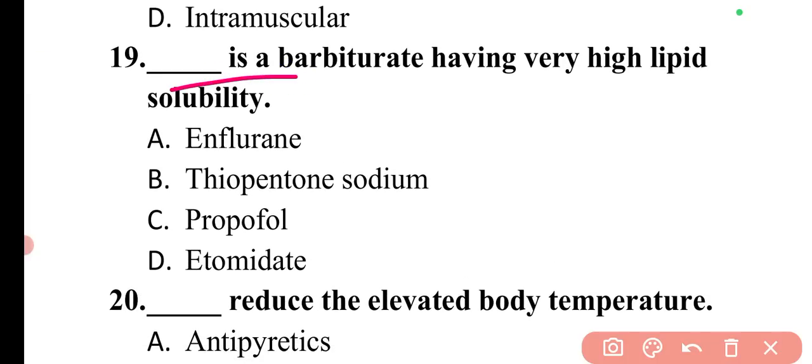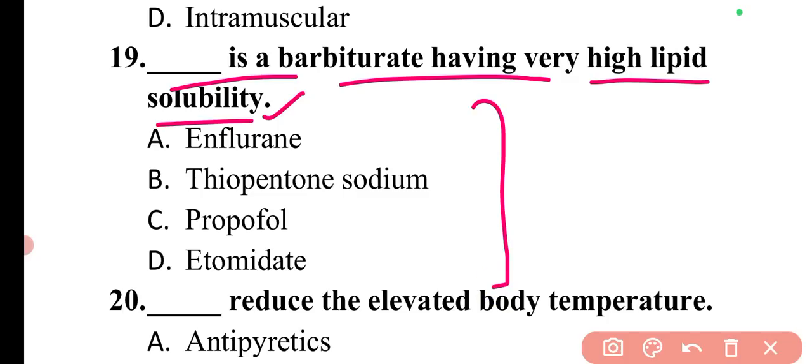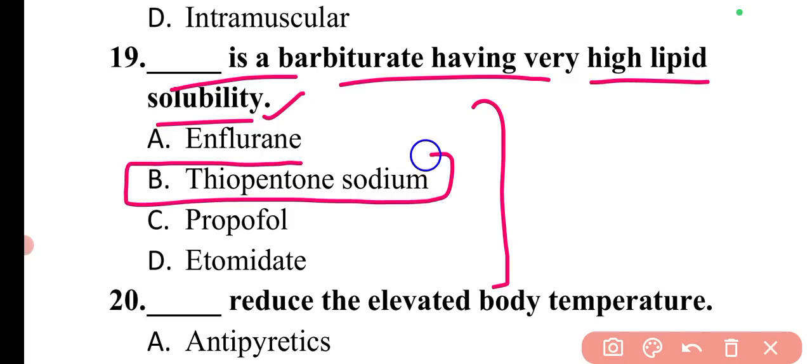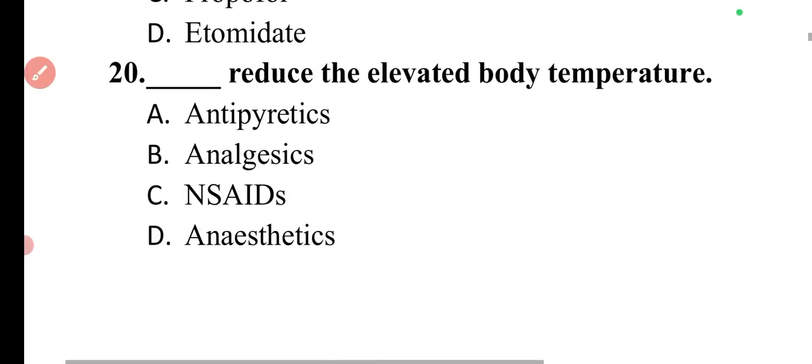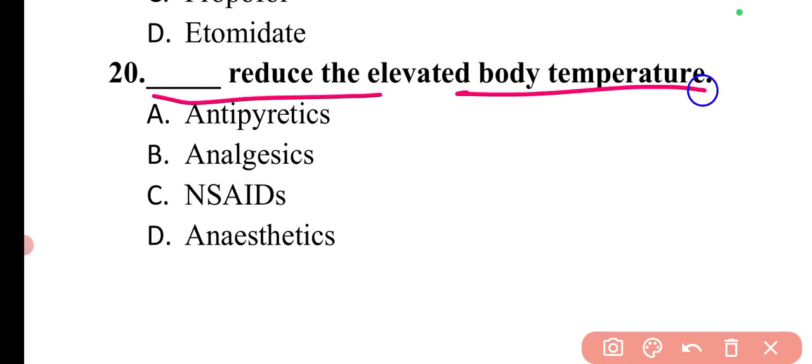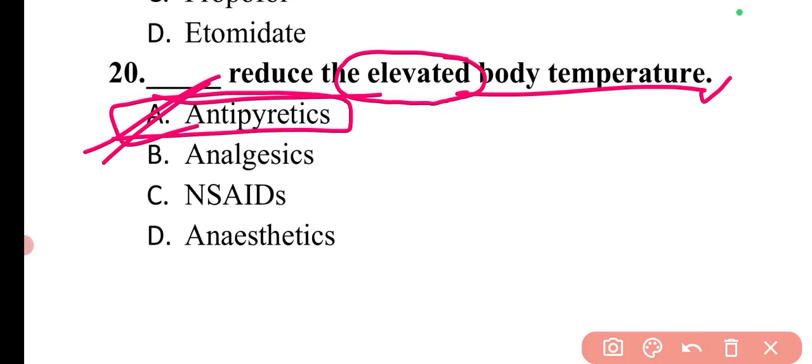Next question is, dash is a barbiturate having very high lipid solubility. So the drug which is having very high lipid solubility is thiopentone sodium. So here option B will be the correct answer. Next question is, dash reduces the elevated body temperature. So the drugs which reduce the elevated body temperature are antipyretics. So here option A will be the correct answer.